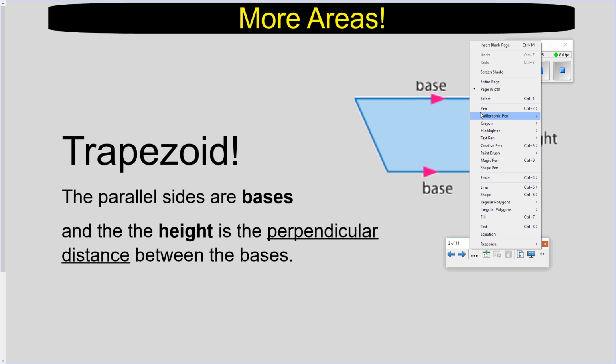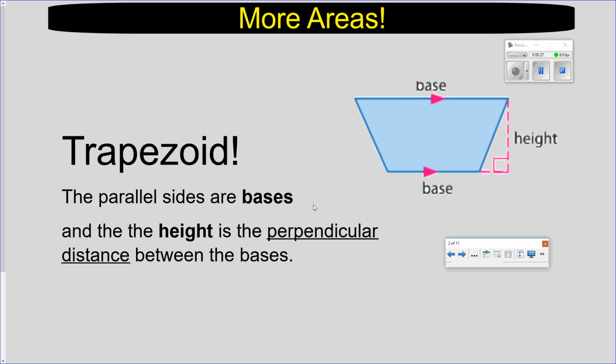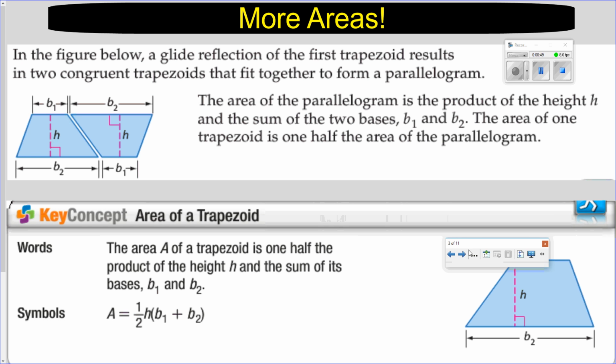Notice that I have underlined perpendicular. Right? The height has to be this right angle over here. It is not the length of this side. With the pyramids and cones, we referred to that as the slant height. That's not really the same thing in a two-dimensional shape, but same idea. The height has to be perpendicular. Just about any time we're using the word height, it's going to be a perpendicular distance.